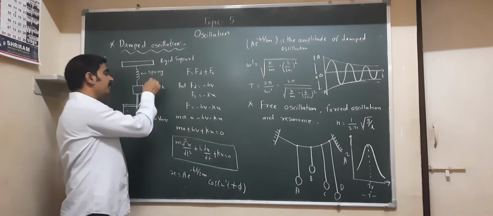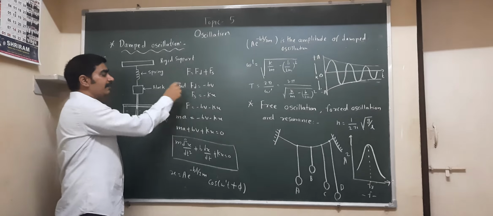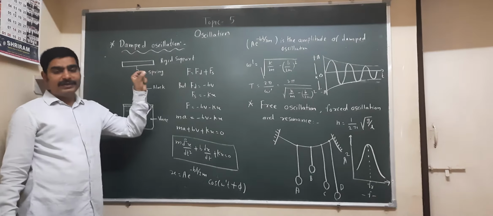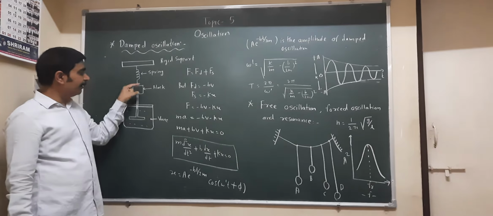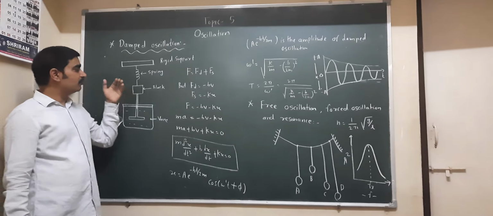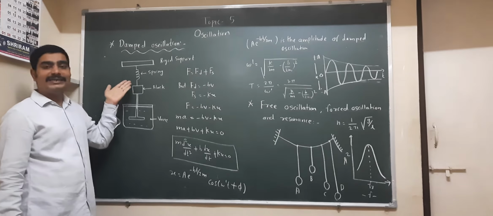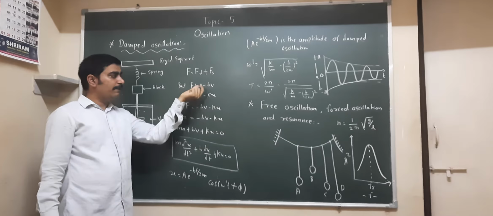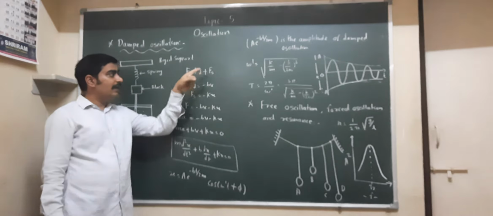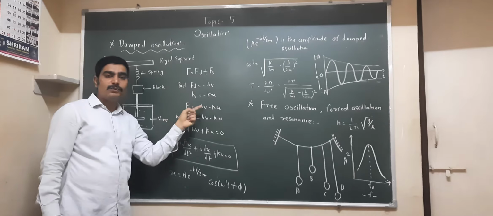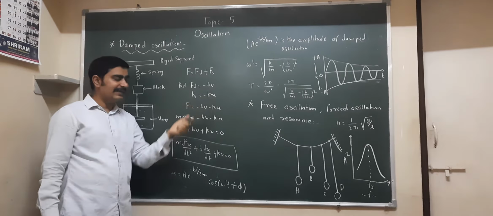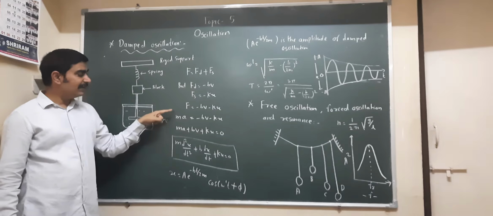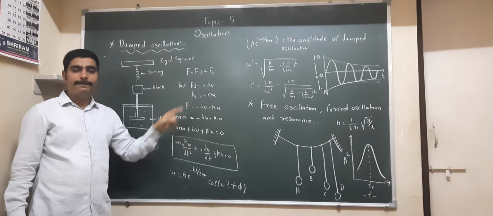Friends, the net force acting will be Fd plus Fs. What is Fd? Fd is the damping force created by the water on the vane. Fs is the restoring force which is acting by the spring. So here Fd is equal to minus b into v, where b is a constant and v is the velocity, and Fs is equal to minus kx, where k is the force constant and x is the displacement. Now if we add this, we get F is equal to minus bv minus kx.